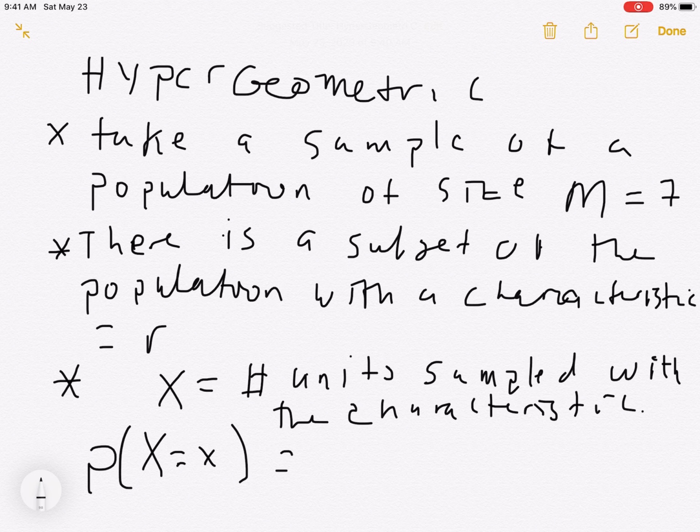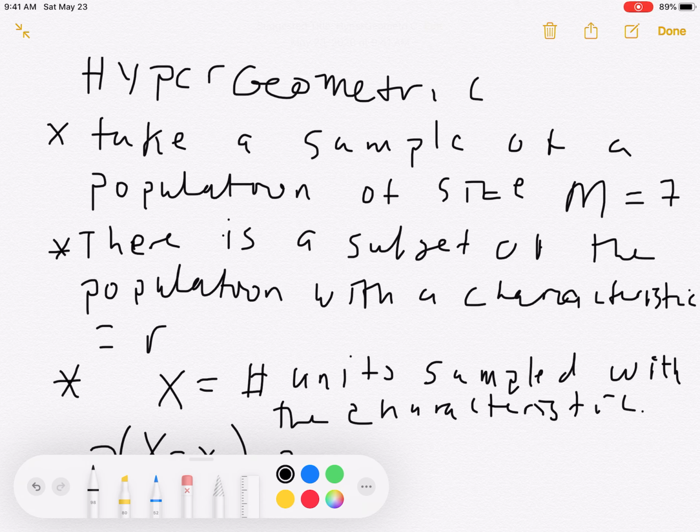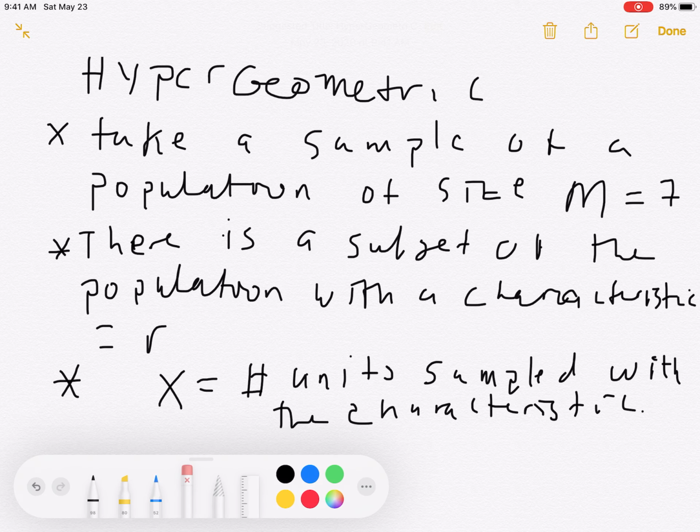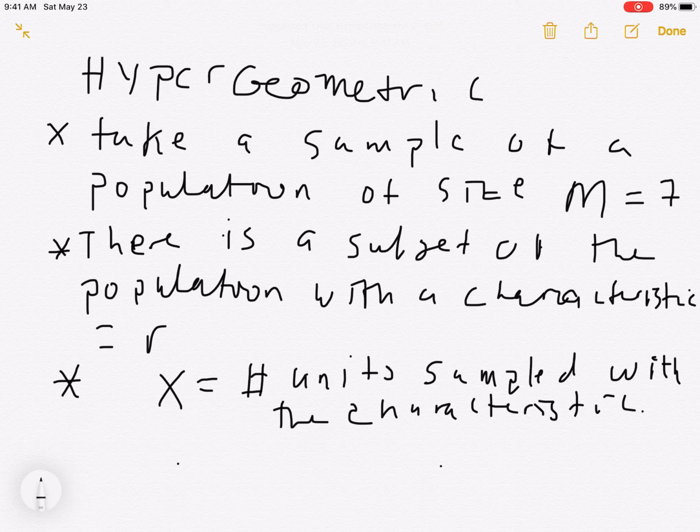So the way we calculate probabilities is, well, I need to write down one more thing. Before I back up and write down the probability, I need to know here this one thing. So I need to know the population size.